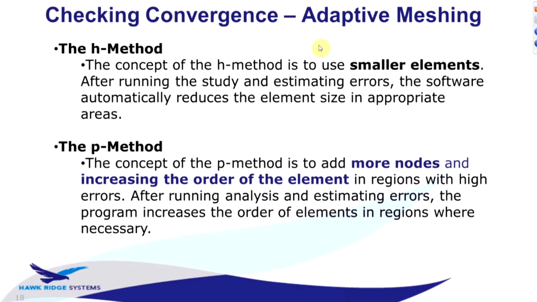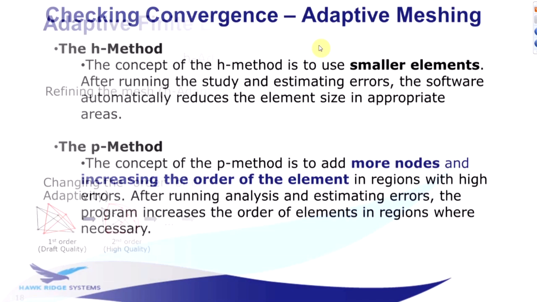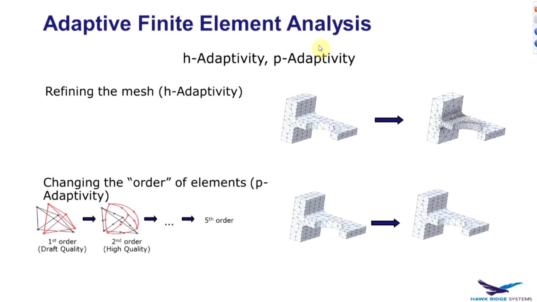So it's basically automatically optimizing the mesh so that you have all the detail where you need it and not any unnecessary refinement. So the two main methods here are the H method and the P method. Basically, the difference between them being that the H method will add more elements, more and smaller elements, very similar to if you just put a mesh control on and refine the mesh again.